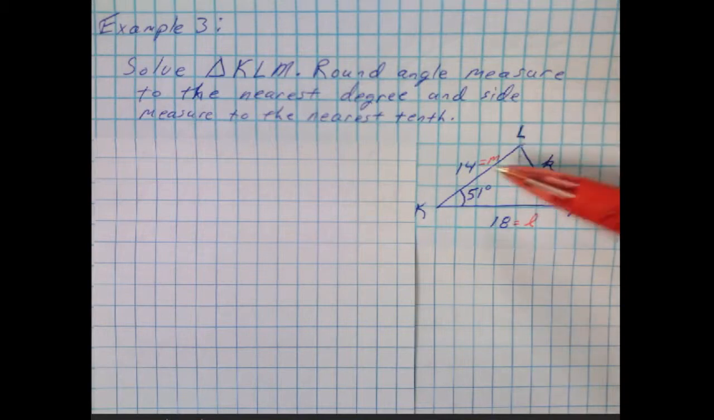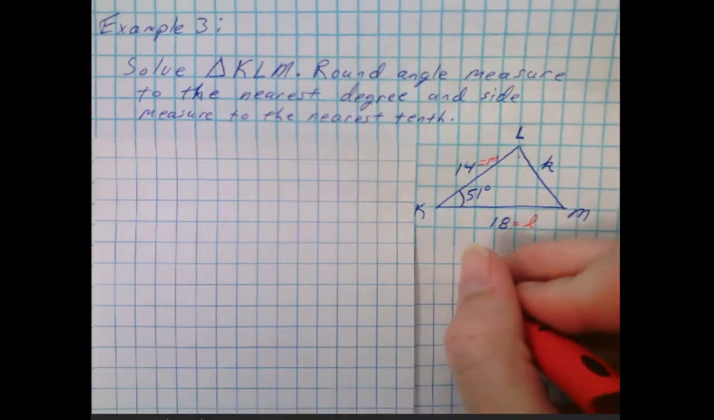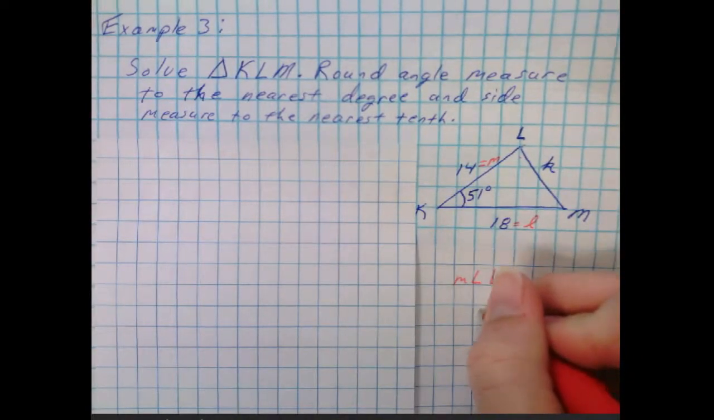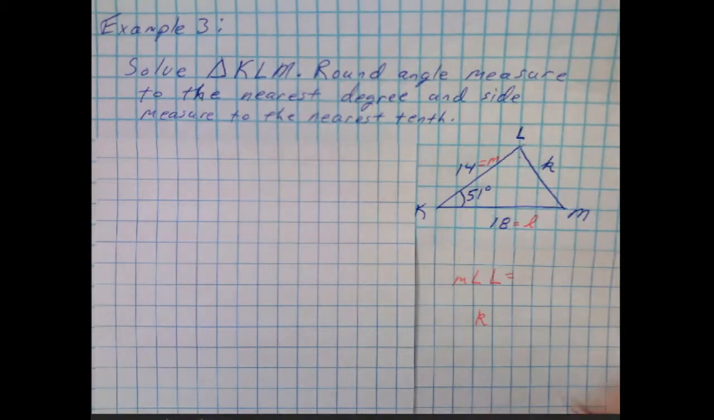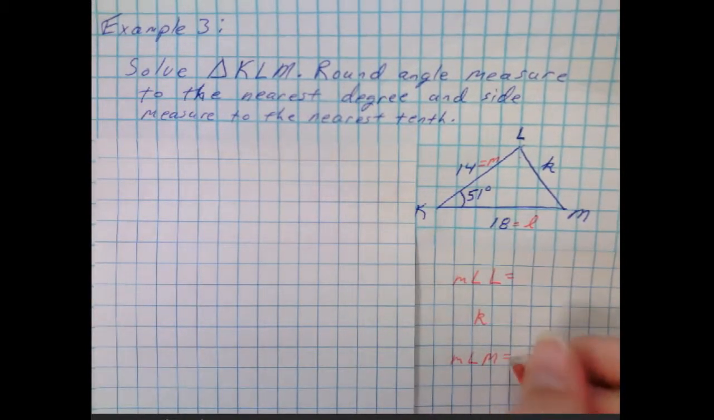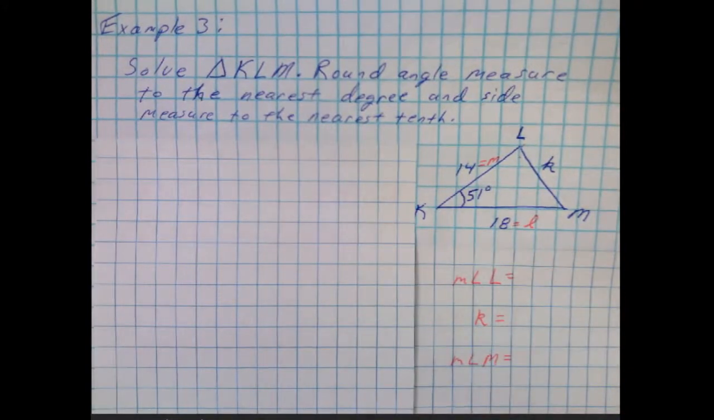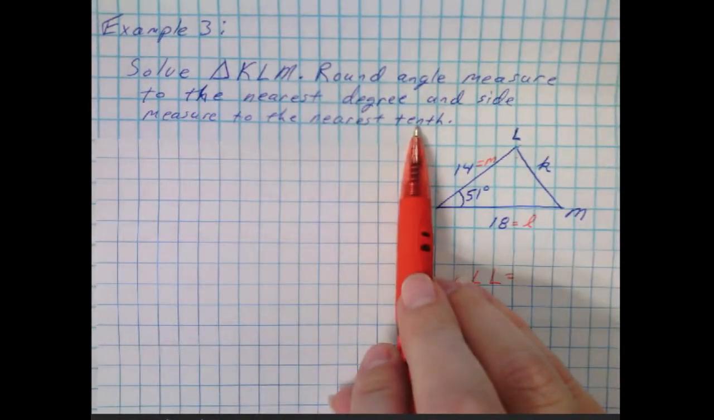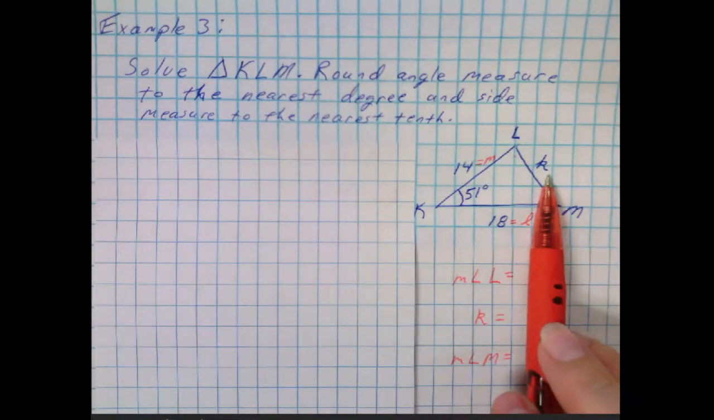So if we look here at our triangle KLM, we're going to be finding angle L, so the measure of angle L, side K, and angle M. Okay, so those are the three pieces that we're going to be finding. And then for our angles, we're going to go to the nearest degree, and for sides, to the nearest tenth.